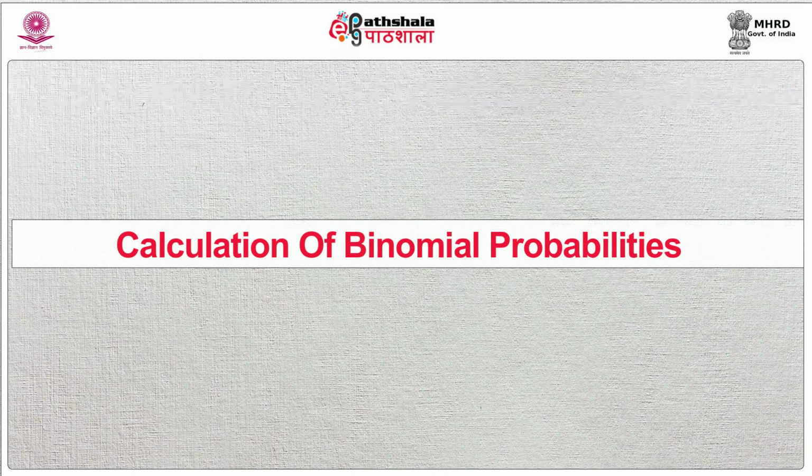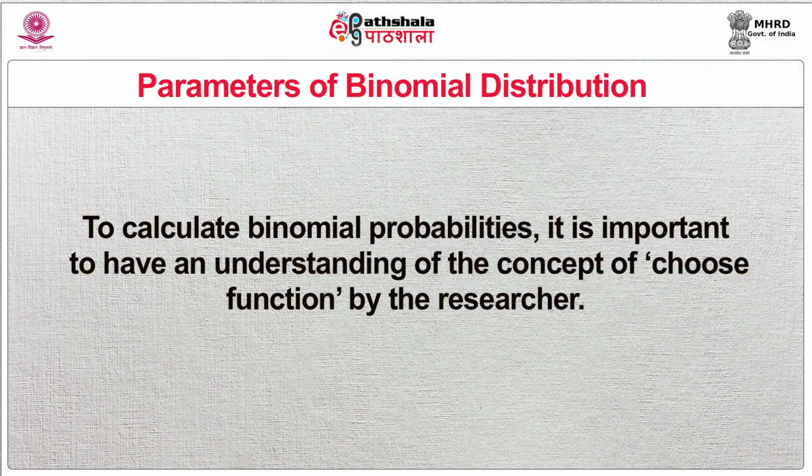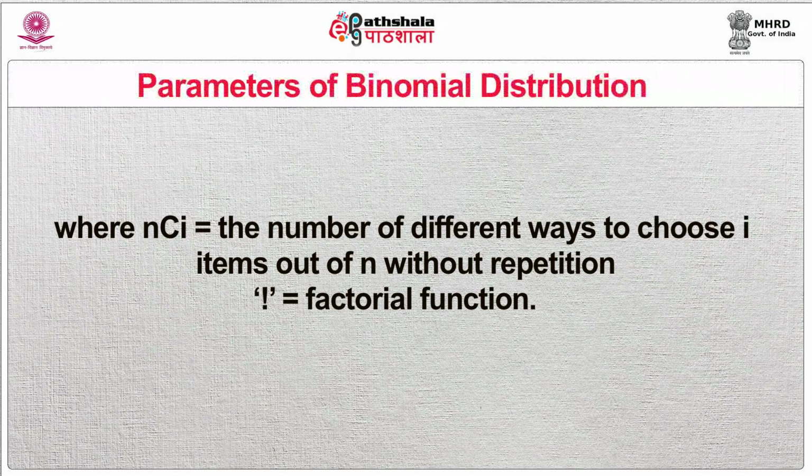Now, the calculation of binomial probabilities. To calculate binomial probabilities, it is important for the researcher to understand the concept of the choose function. This function quantifies the number of different ways to choose i objects out of n. The binomial probabilities or the total number of ways can be calculated with the help of the following formula. Here in this formula, you can see the value of nCi stands for the number of different ways to choose i items out of n without repetition, and the factorial function.